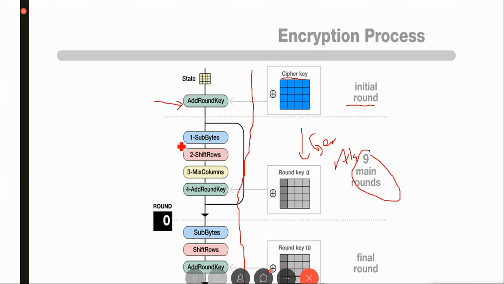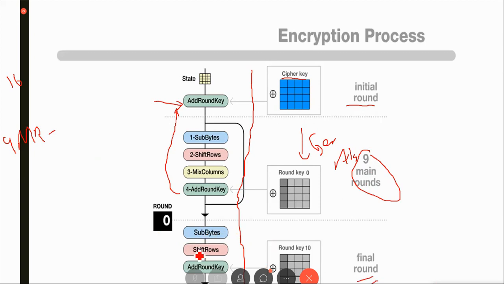You have 4 transformations happening here. Number 1 is SubBytes. Number 2 is ShiftRows, then MixColumns, and AddRoundKey. The AddRoundKey here is the same thing as in the initial round. So whatever happens here is exactly the same thing that happens here. But this main set of operations happens 9 times. DES was 16 rounds. Here you have 9 main rounds, and you have the last round, which you call the final round.